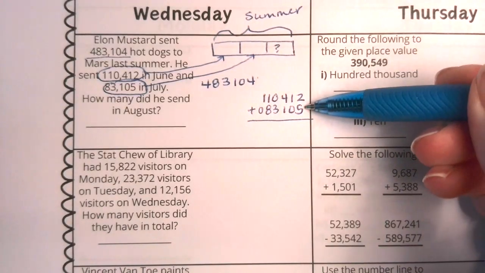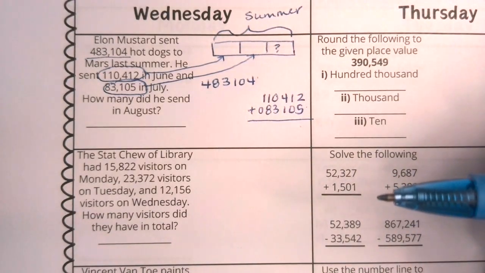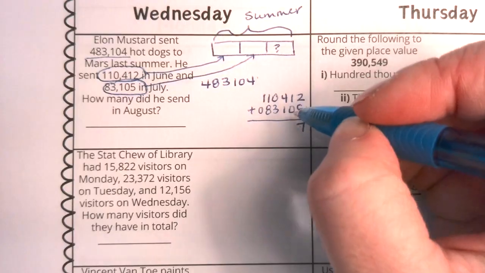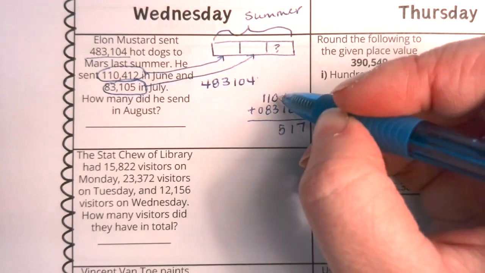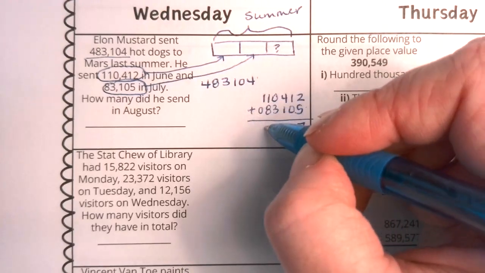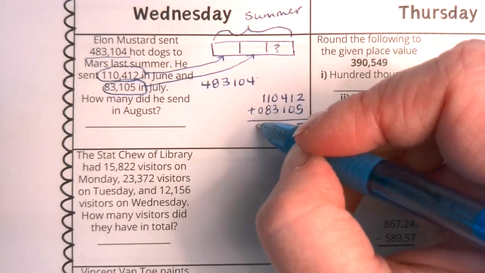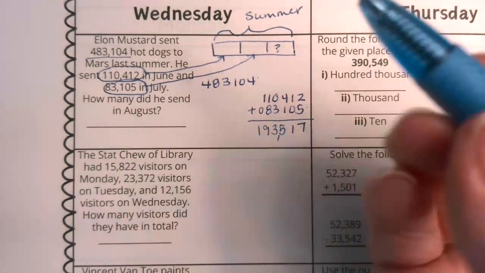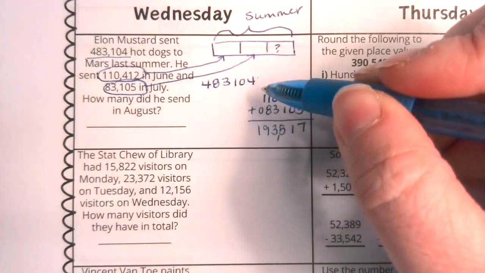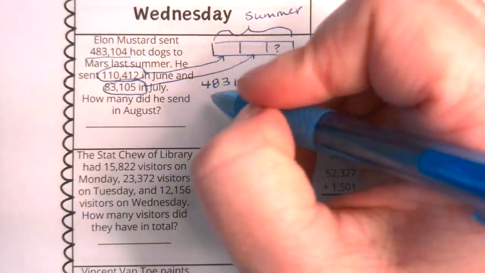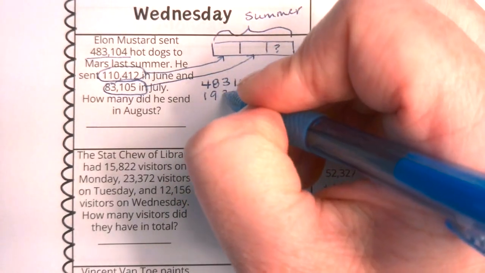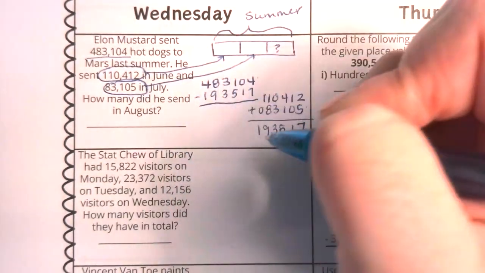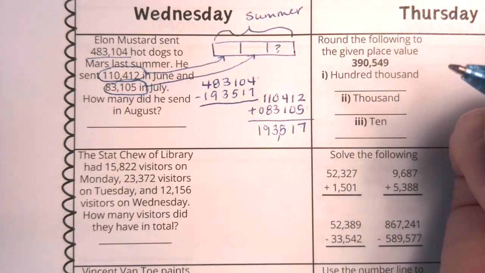Here's my June amount. Here's my July amount. Let's add to find out how much was sent between June and July together. 2 plus 5 is 7. 1 plus 0 is 1. 4 plus 1 is 5. 1 plus 3 is 3. 1 plus 8 is 9. And 1 plus 0 is 1. So this is the amount that was sent in June and July. We have to subtract that from the overall amount that was sent throughout the entire summer to figure the quantity that is left, because that is going to be our August amount.